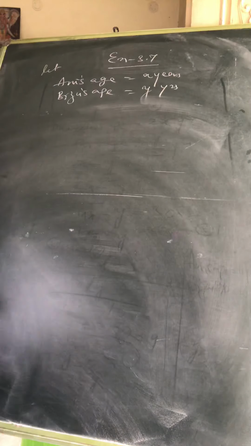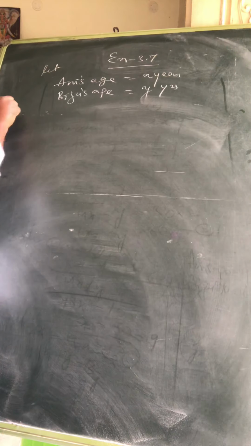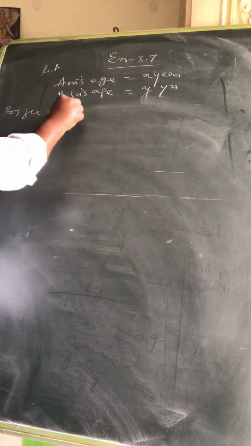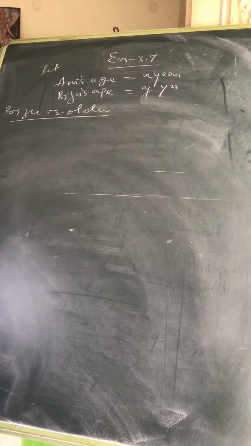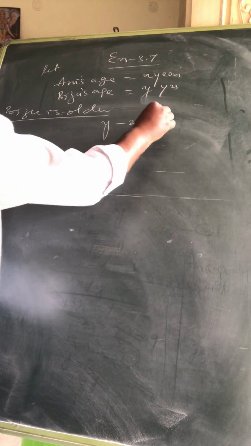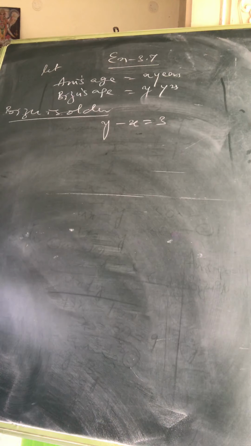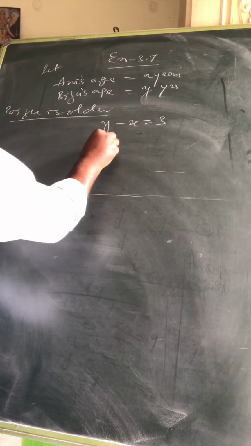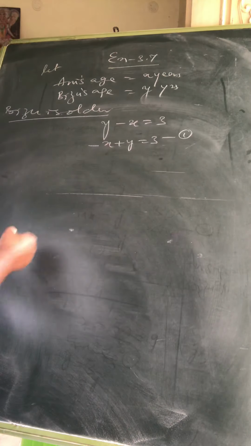Now, Annie's age is x years, Baiju's age is y years. So here, Baiju is older. First case we had taken Annie is older. Therefore, y minus x is equal to 3. As per the first condition, difference of their ages is 3. So this you can write in an order: minus x plus y is equal to 3. First equation, you got it.